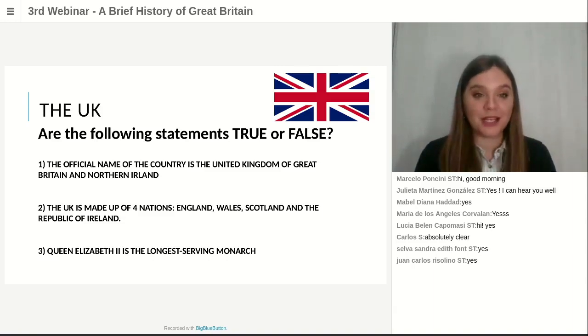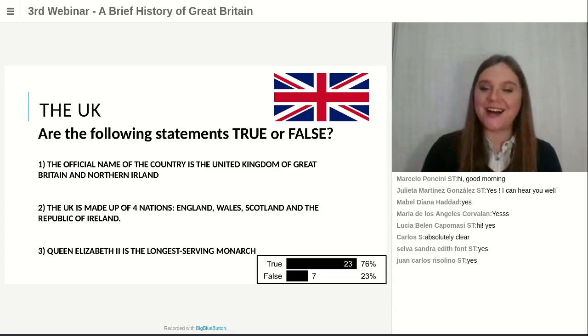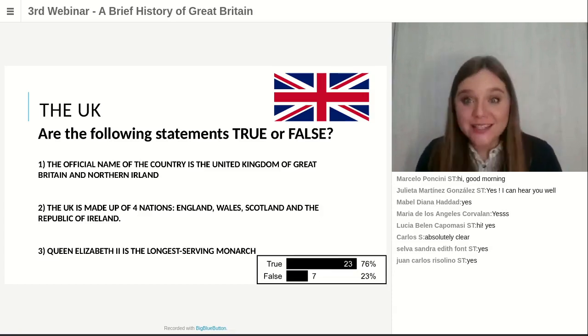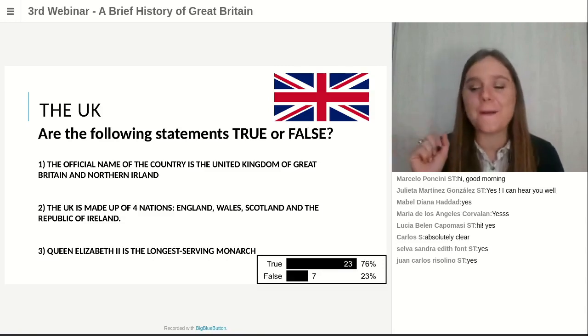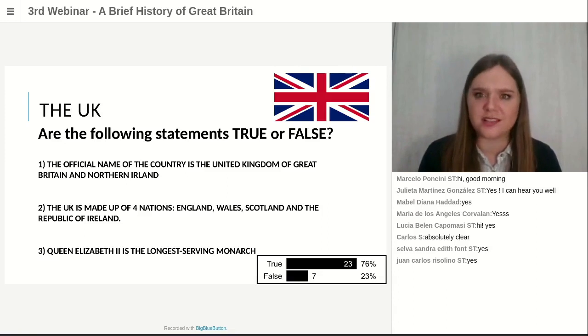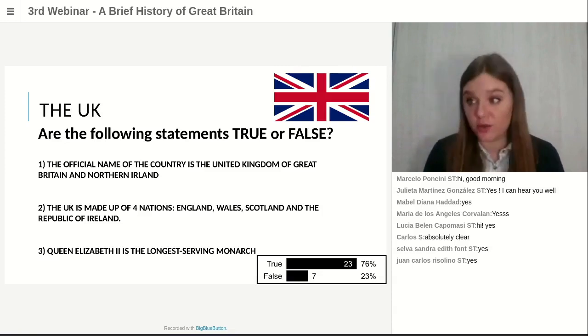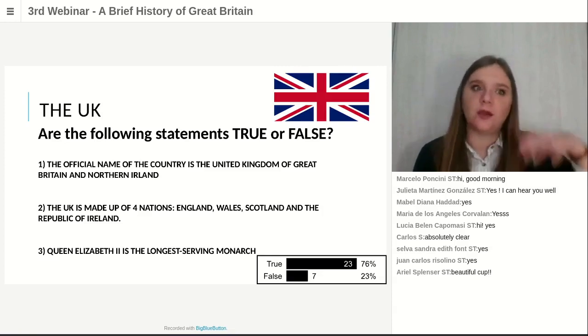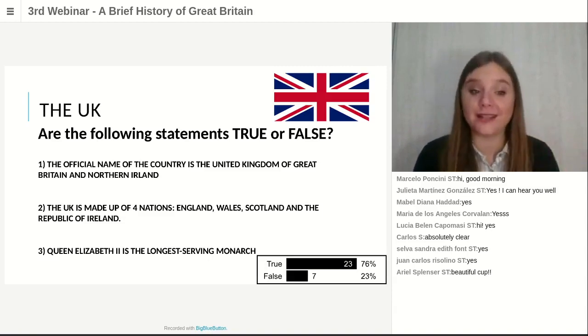Most people say true, and that is correct. Very good. Queen Elizabeth II is the longest reigning monarch. She's been queen for, I think the other day she turned 60. Oh, poor thing. She's not just old, she is the longest reigning monarch. In the last couple of days, it was the 66th anniversary of her coronation. And she was queen one whole year before that. So she's been there for quite a long time.